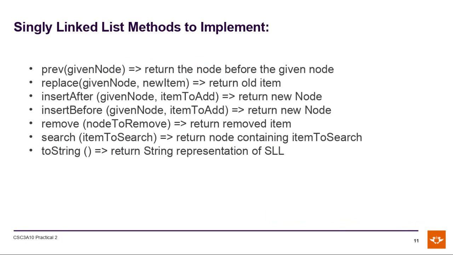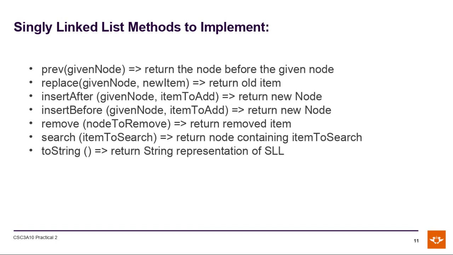All right, so these are simply linked methods that we're going to ask you to implement. Previous, which given a node, returns the node that occurs just before that given node. Replace, so given a node and a new item, replace the old item that was in that node with this new item and return that old item. Insert after, given a node, insert a node right after it. That's very simple. We just went through the steps for that.